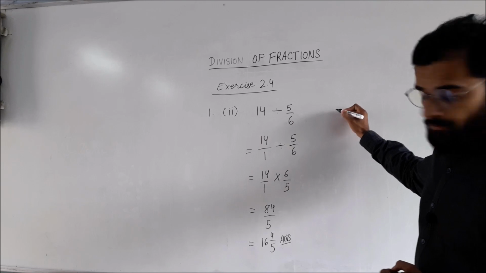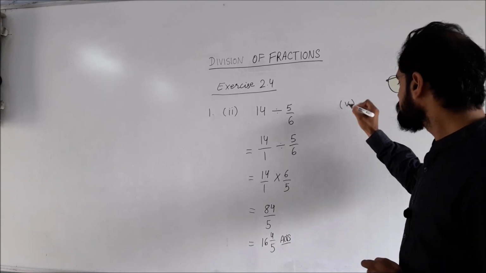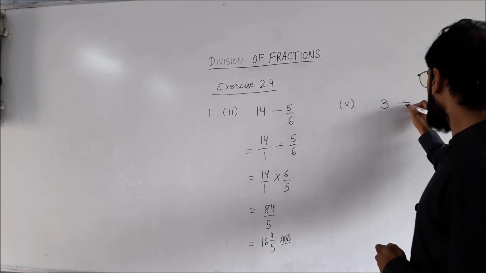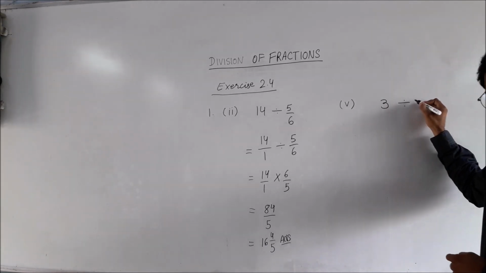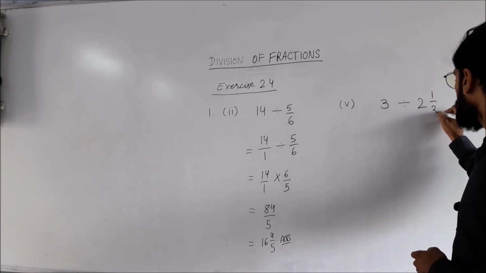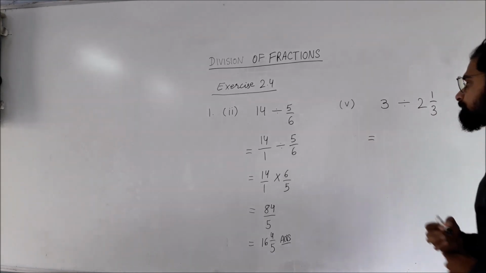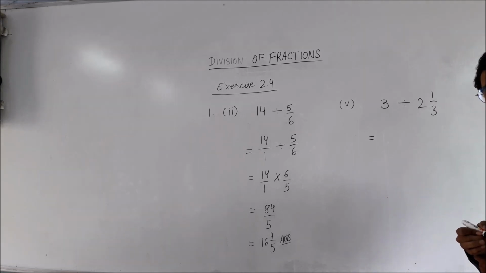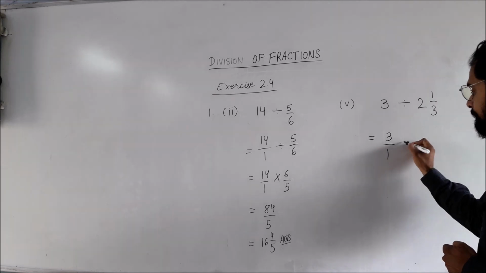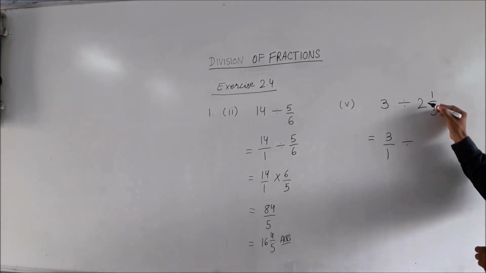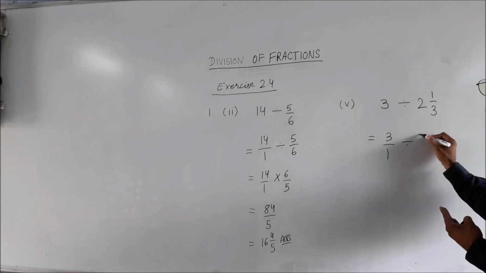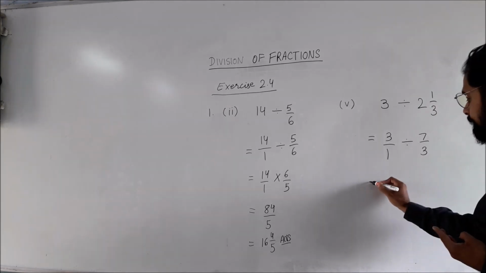Now we'll do its fifth part. In the fifth part, this whole number 3 is to be divided by a fraction which is given in mixed number form as 2 and 1/3. 3 is to be divided by 2 and 1/3. So the very first step is writing both the numbers in fractional form. This is mixed number form. It will be changed to improper form as 7 over 3.